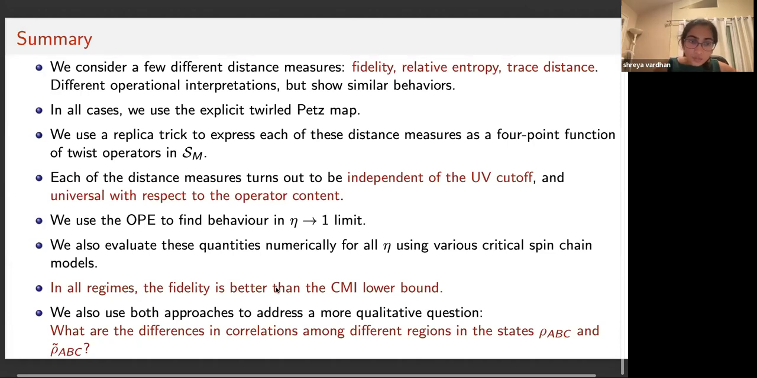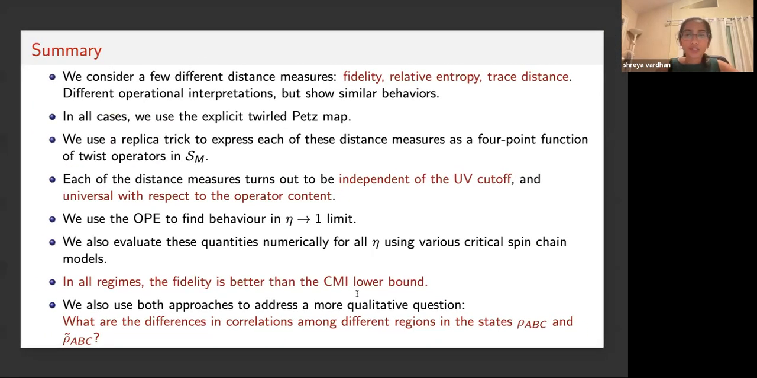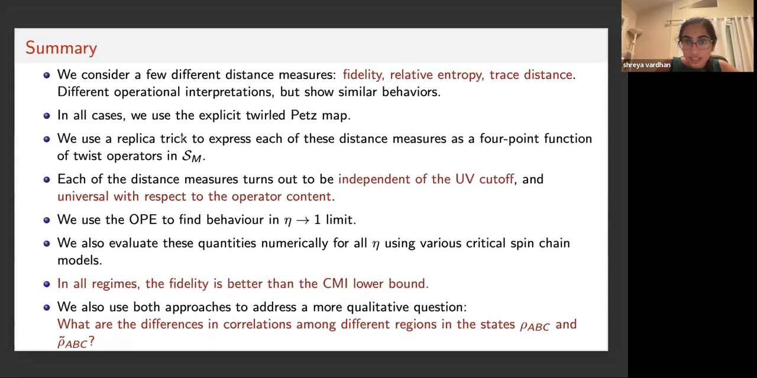And one result that we find is that in all regimes, like I mentioned, the bound on the previous slide is not saturated. So the fidelity is always better than the conditional mutual information lower bound. So all of this is telling us about some quantitative differences between the state rho ABC and rho tilde ABC. And finally, I'll also discuss some more qualitative questions about exactly what is different between these two states.